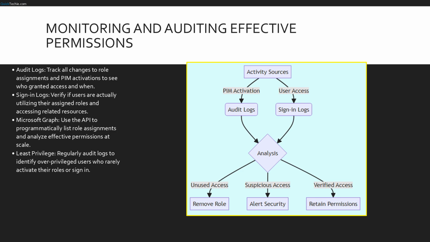This flowchart summarizes the monitoring strategy. We ingest data from activity sources on the left. PIM activations flow into audit logs, while actual usage flows into sign-in logs. These feed into our analysis engine, which could be a manual review or a SIEM tool. The outcomes are actionable. If access is unused, we remove the role. If it's suspicious, we alert security. And if it's verified as necessary, we retain permissions.